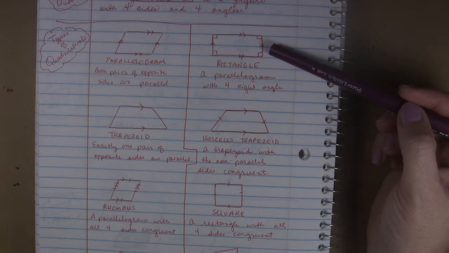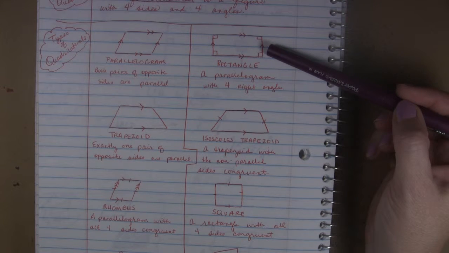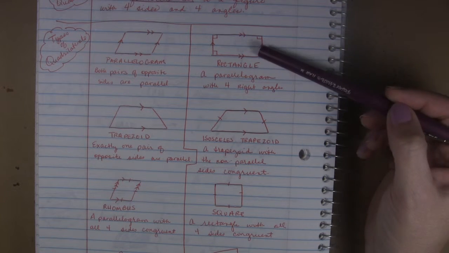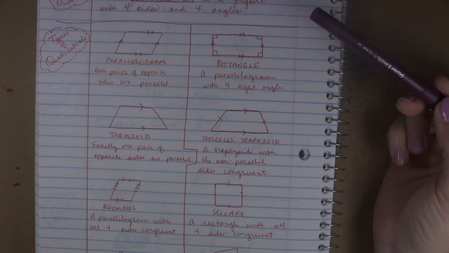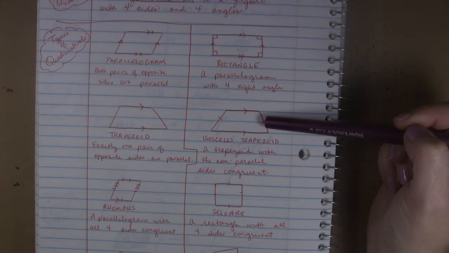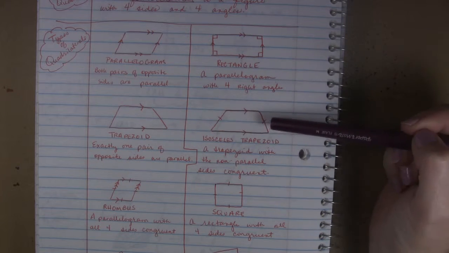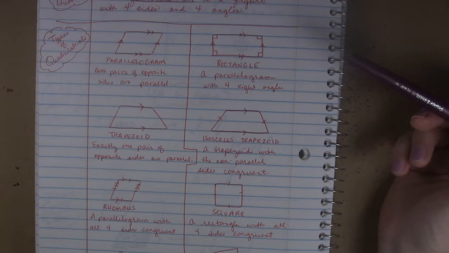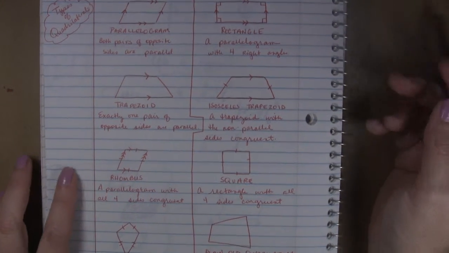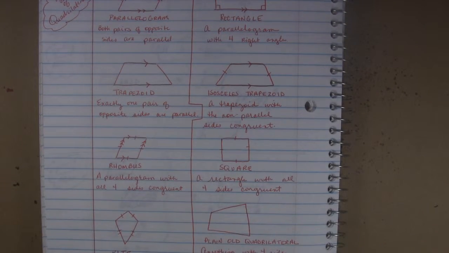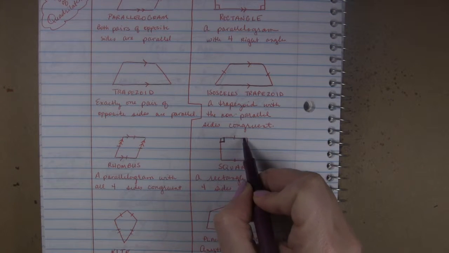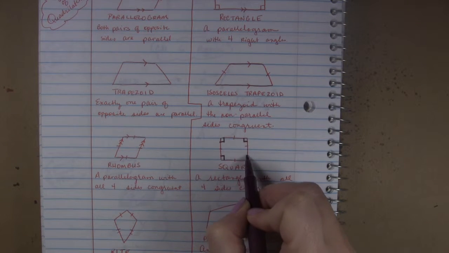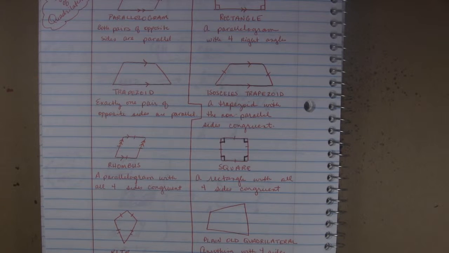Another quadrilateral that we have is the rectangle, which is a parallelogram that has four right angles. We have the isosceles trapezoid, which is a trapezoid, but the non-parallel sides are also congruent to each other, kind of a specialized trapezoid. We have the square, which is a rectangle, so we have to have right angles here, but all four sides are congruent.